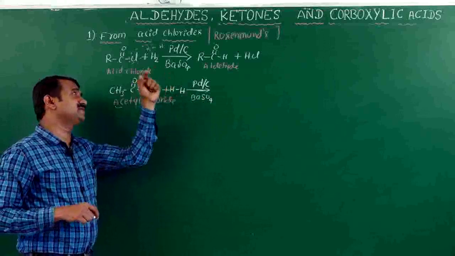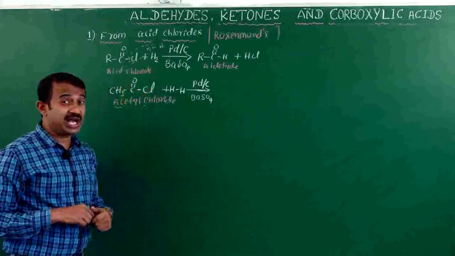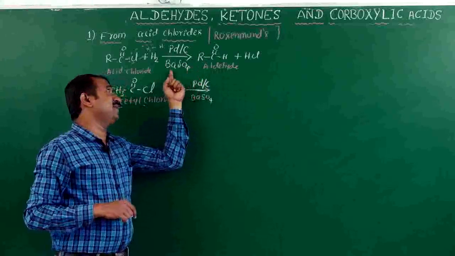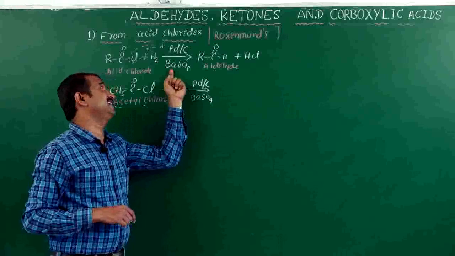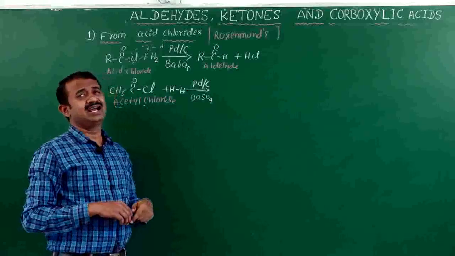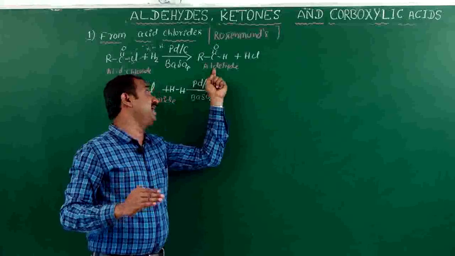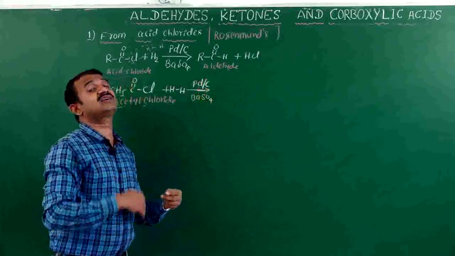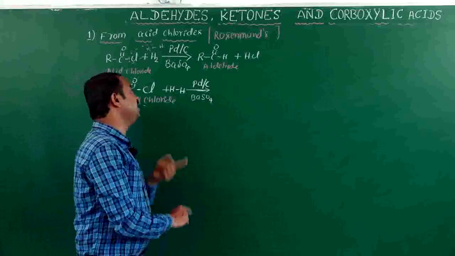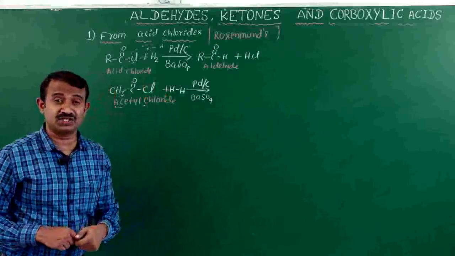What is the role of barium sulfate here? When acid chloride undergoes hydrogenation to give aldehydes, barium sulfate is a preventing agent; it poisons the catalyst. When barium sulfate or quinoline or sulfur poisons the catalyst, hydrogenation will stop and the reaction gives aldehyde only. If we do not add barium sulfate, the aldehyde is further reduced to primary alcohol. For that purpose we add barium sulfate. It is a good preventing agent. It prevents further reduction.